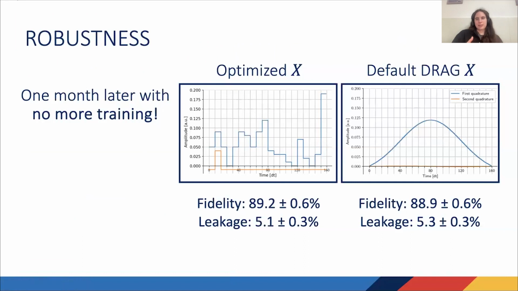And then I also wanted to see how long those gates would last, because, as I said, the noise in those processors changes over time. So without retraining the agent, I looked at those gates 1 month later, and my gate is still a little bit better or equivalent, I would say, in performance to the default gate, which is shown on the right here. So my gates are also as robust, I would say, as the default.